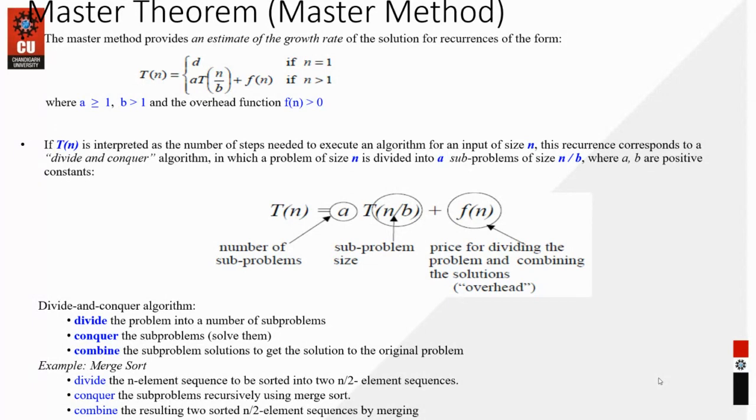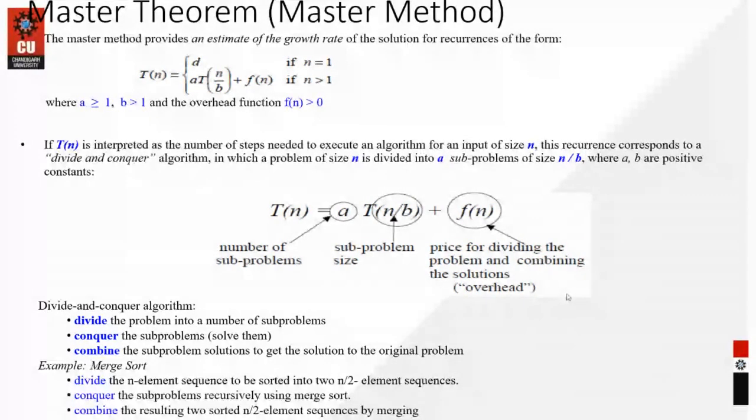So if we are applying divide and conquer, then this master theorem is applicable. Suppose we are doing merge sort, quick sort, or heap sort, then we need to apply the concept of divide and conquer. If I am applying the concept of divide and conquer, then what will I get? T of n equals a T of n by b plus f of n.